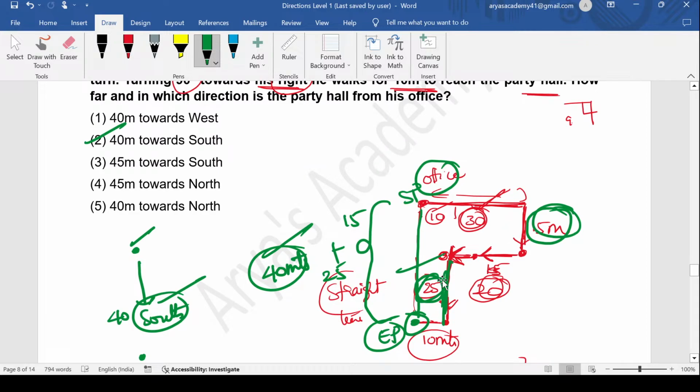15 plus 25 is 40, not 60. And 40 meters towards south is the correct answer, not towards north. If you observe, option number 5 is 40 meters north, but that is not the correct answer. The correct answer is 40 meters towards south. So you should observe from which one you have to answer, whether you are looking from office or whether you are looking from party hall. So the answer changes from where you start.